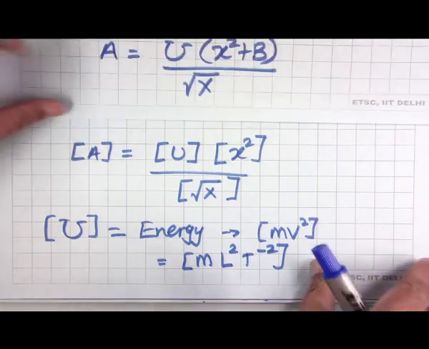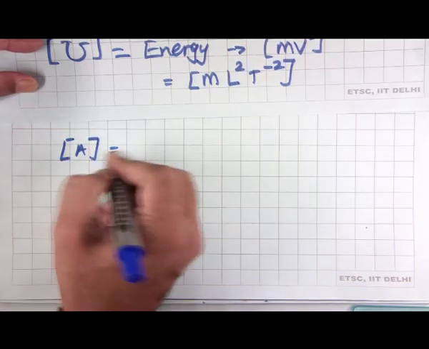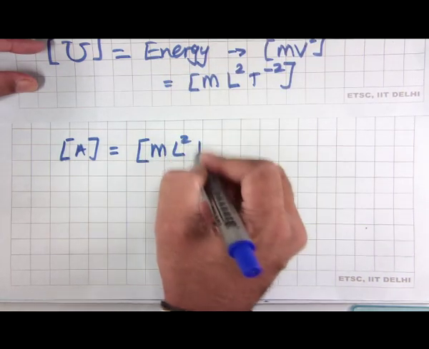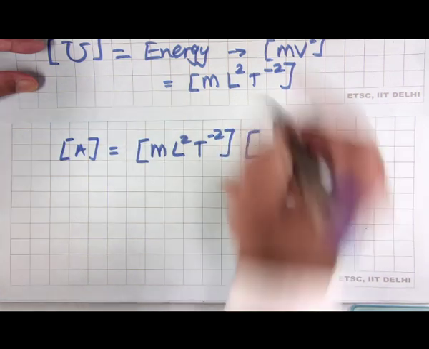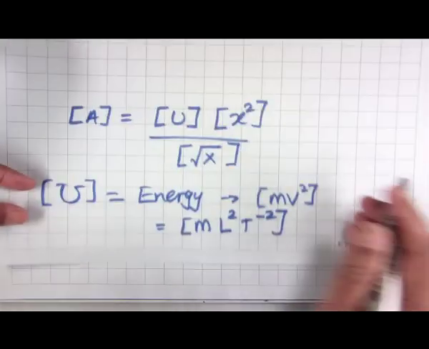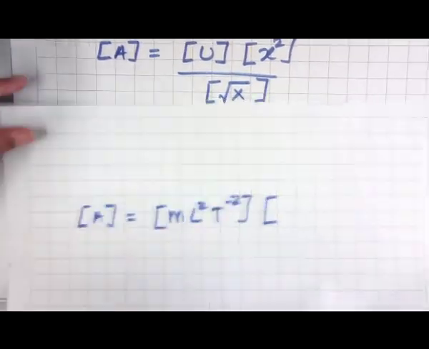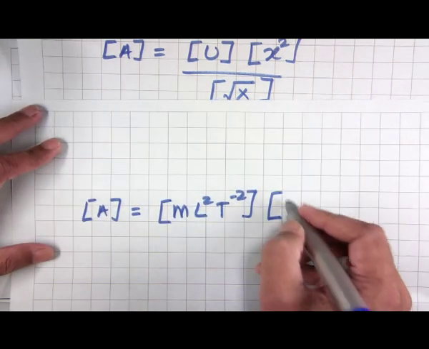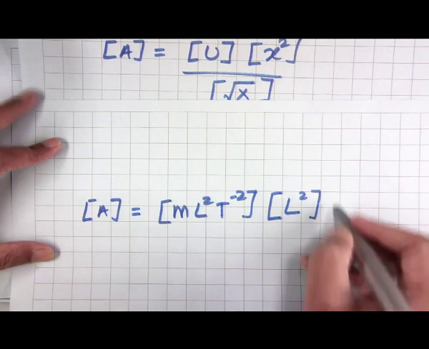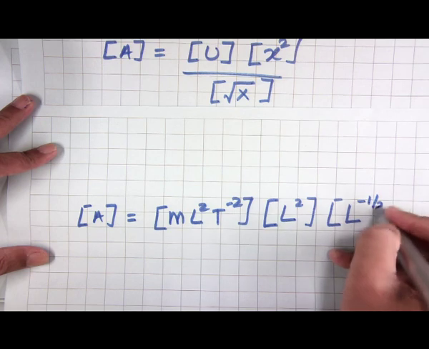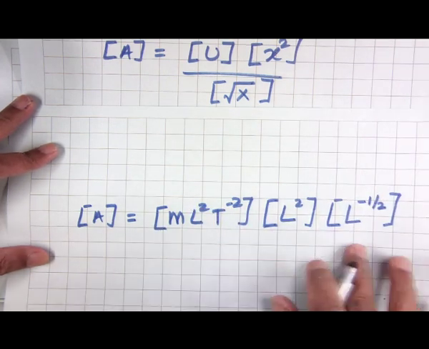So, now let us work out the dimension of A. Dimension of A will be equal to dimension of u, which is m times L square t to the power minus 2, times the dimension of x square, which will be L square, and then divided by square root of x. So, this will be L to the power minus half. The minus comes because we have taken it in the numerator.